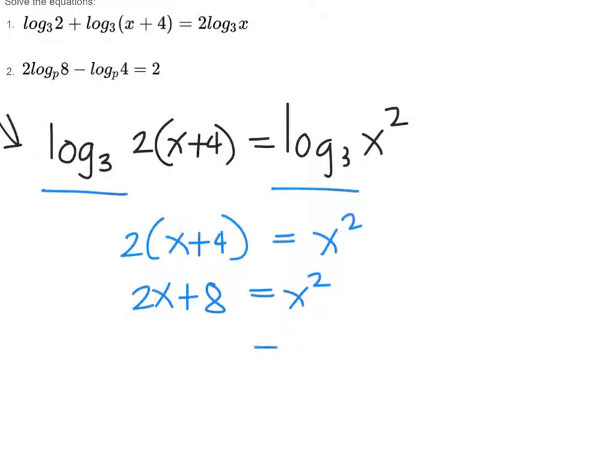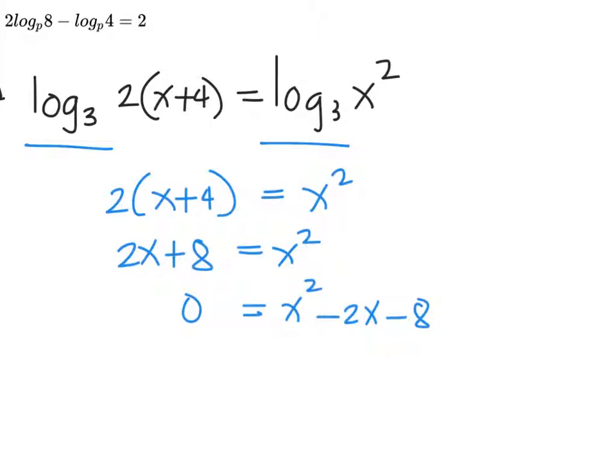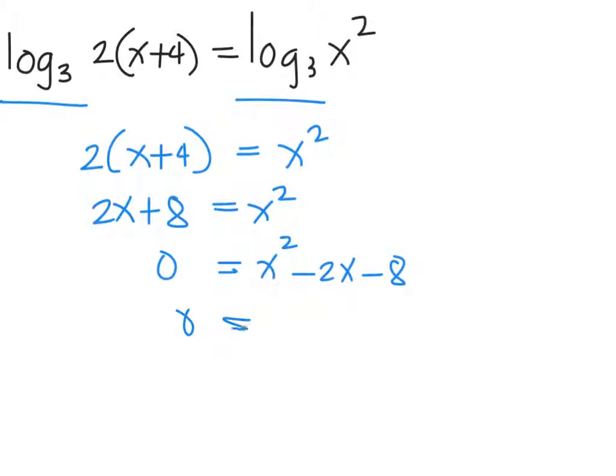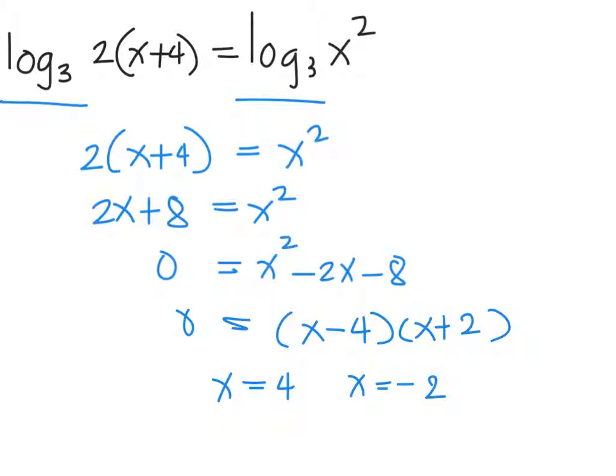Then make one side equal to 0. That's x squared minus 2x minus 8. And then factor: x and x, 4 and 2, minus 4 and plus 2. So x equals 4, x equals negative 2.